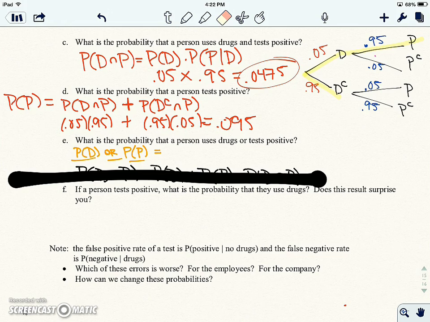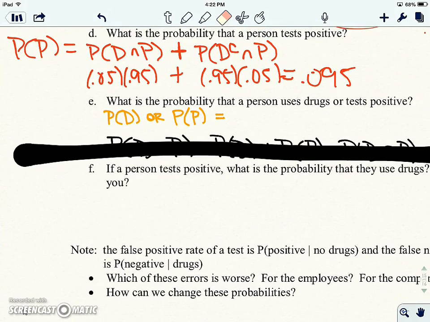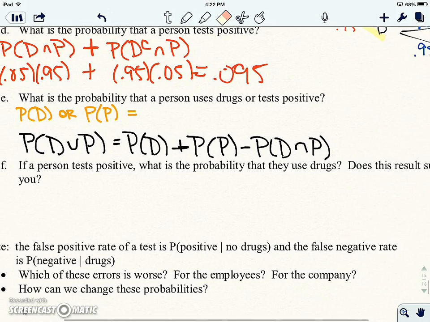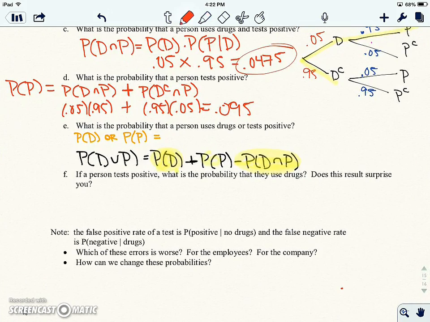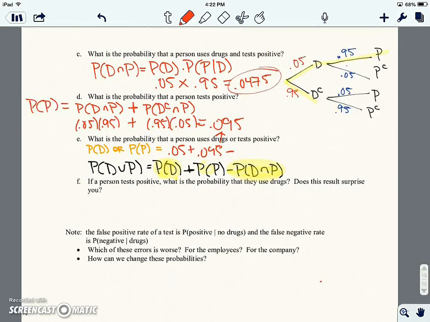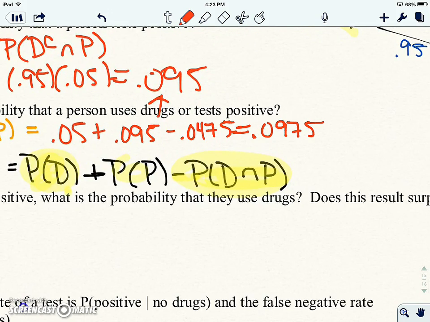Now it says, what is the probability that a person uses drugs or tests positive? So probability of drugs or positive. Well, that's going to be our addition formula. Drugs or positive, that's the probability of drugs plus the probability of positive minus the overlap, because these people that are using drugs have already been counted even though they tested positive. So the probability of using drugs is 0.05 plus the probability of testing positive, which is up here, 0.095, minus the overlap, drugs and positive, 0.0475, and you get 0.0975 or 9.75%.